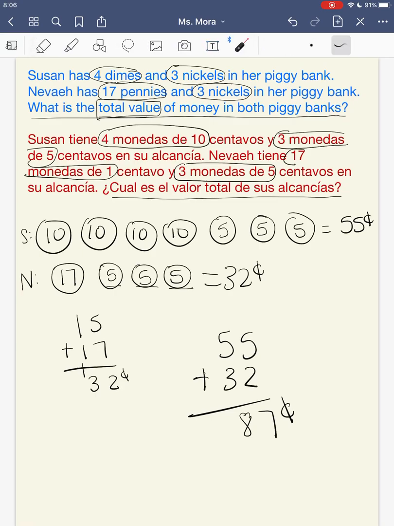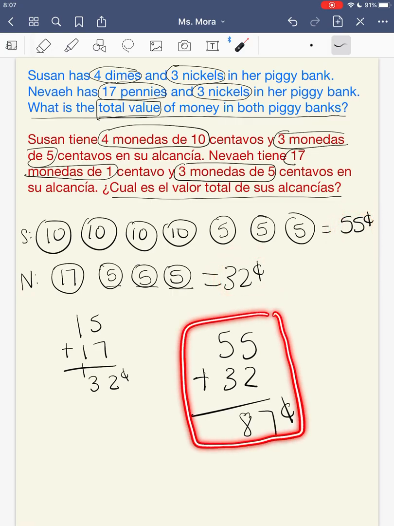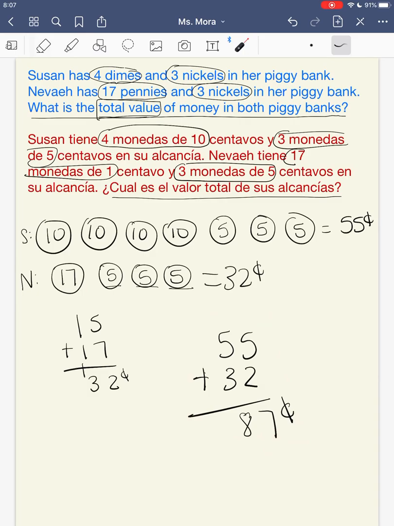Alrighty? So aquí dibujé que Susan tiene 4 monedas de 10 centavos y 3 monedas de 5 centavos. Su total es 55 centavos. Neve tiene 17 monedas de 1 centavo y 3 monedas de 5 centavos. Y su total es 32 centavos. Luego, como quieres encontrar el valor total de sus alcancías, vas a sumar el 55 más 32 y tu respuesta es 87 centavos. Okay?